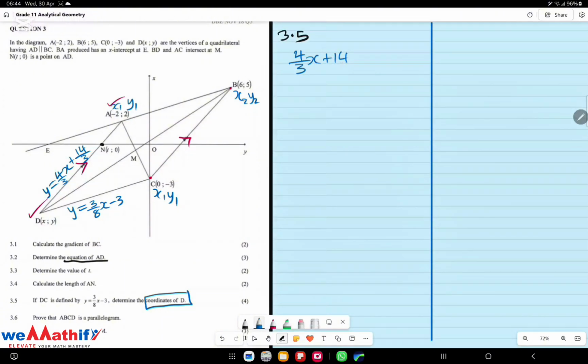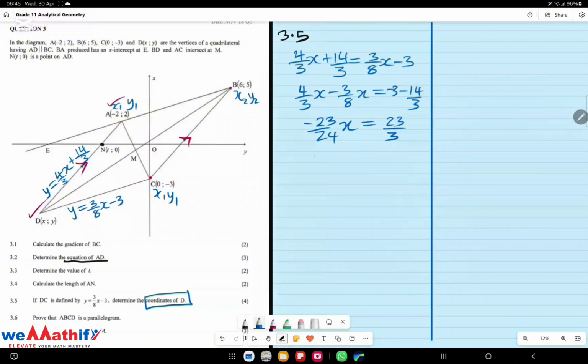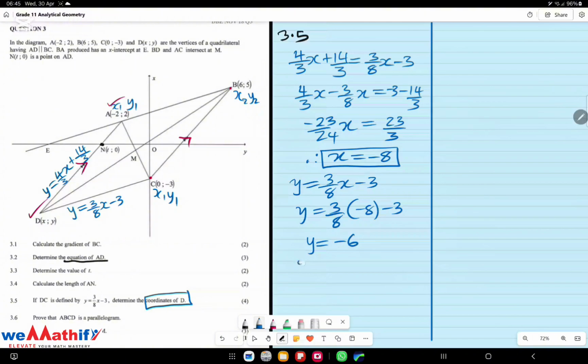Remember that both equations are equal to y. So it means they are equal to each other since they are equal to the same thing. I'm going to collect like terms, group the x's on one side and the constants on the other side, and then dividing by the coefficient of x, I end up with -8. Now to find y, I just need to choose one of the two equations and substitute my newfound value for x. I will choose the equation of CD. And as always, we conclude D is (-8, -6).